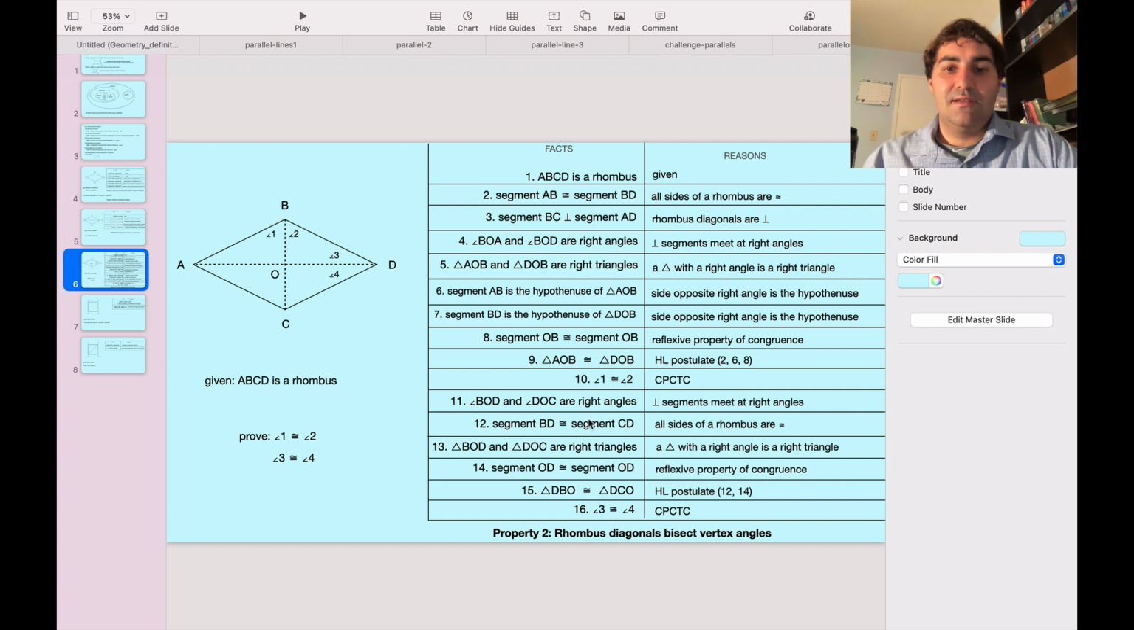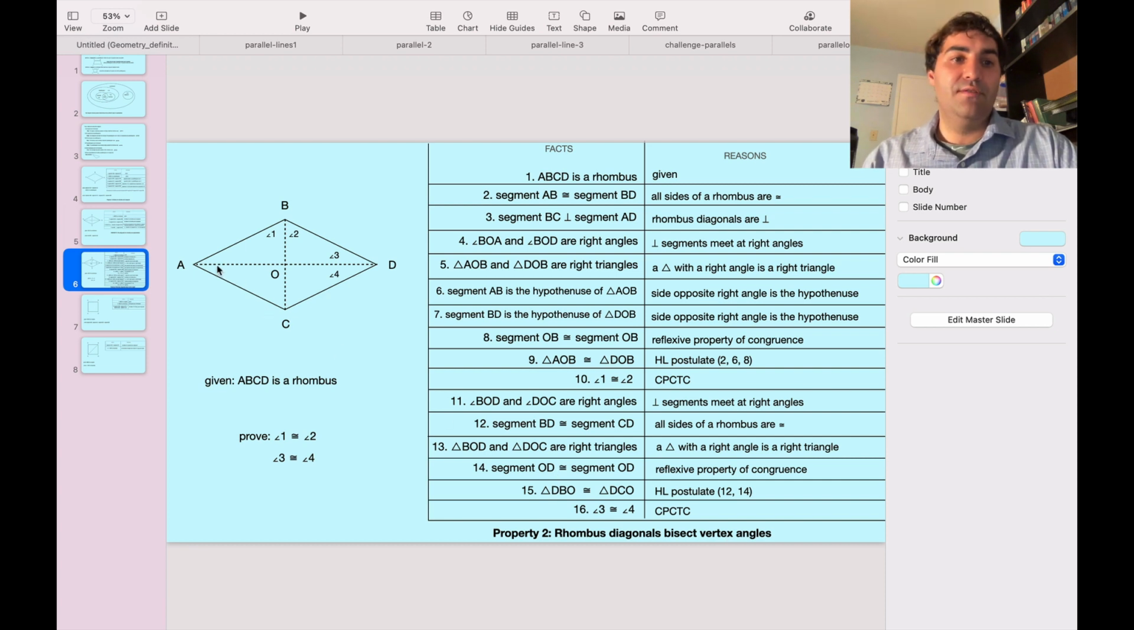So then I can use the reflexive property of congruence again. Segment OD is congruent to itself, and then I can apply the hypotenuse leg postulate to conclude that triangle DBO is going to be congruent to triangle DCO. In other words, angle 3 is going to be congruent to angle 4, using the fact that corresponding parts of congruent triangles are congruent. So the big takeaway of this is that rhombus diagonals bisect the vertex angles.